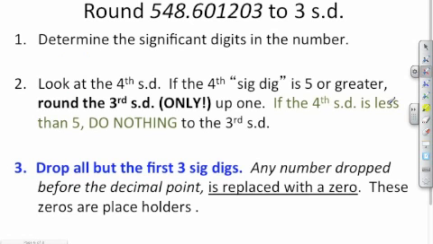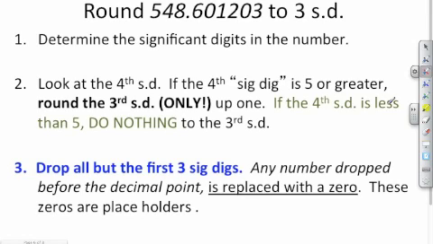Now that you know which digits are significant and which ones are not, the next skill I want to teach you is how to round to a specified number of significant digits. Take the number 548.601203 as an example. Let's say I wanted to round that to 3 significant digits. How would I do that?